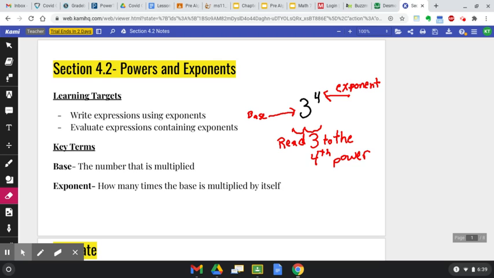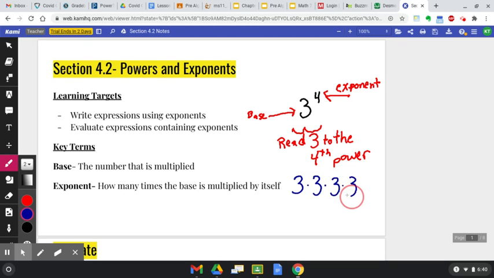The base is the number that is multiplied, and the exponent tells you how many times the base is multiplied by itself. So if we look at this example over here, it's read 3 to the fourth power, right? An expression containing an exponent is considered a power, right? So the 4 is the exponent part and the 3 is the base. So this would tell me that I'm going to take my base of 3 and multiply it by itself 4 times.